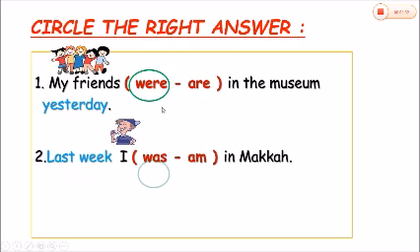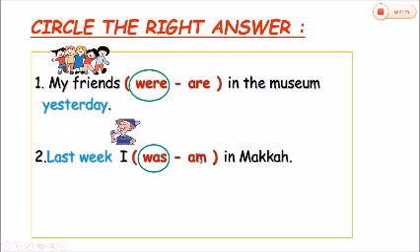I was in Mecca. Excellent. Why didn't we take am? We said that am comes with I, but why didn't we take am? Let's read the sentence again. Last week, I was in Mecca. Last week means what? Is the sentence in the present or in the past? In the past. So, in the past, I comes with was, not with am.